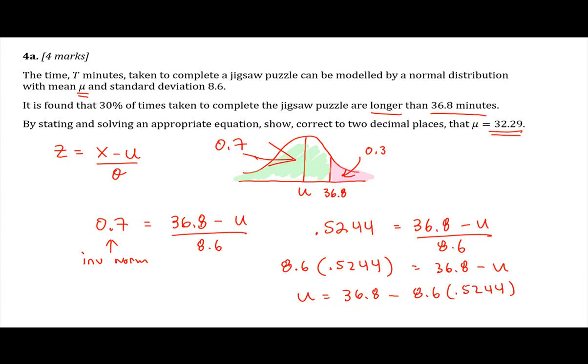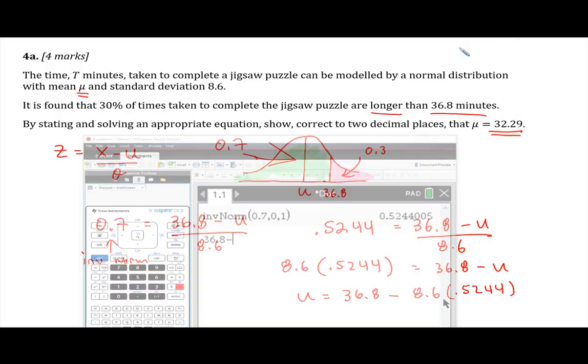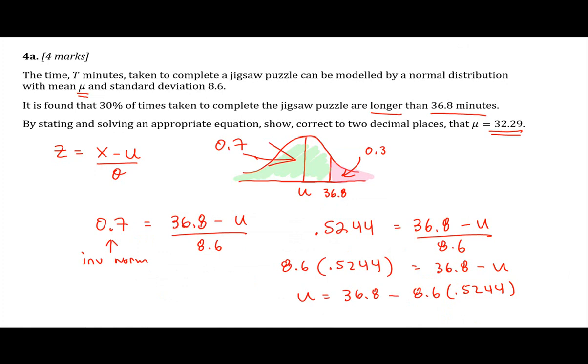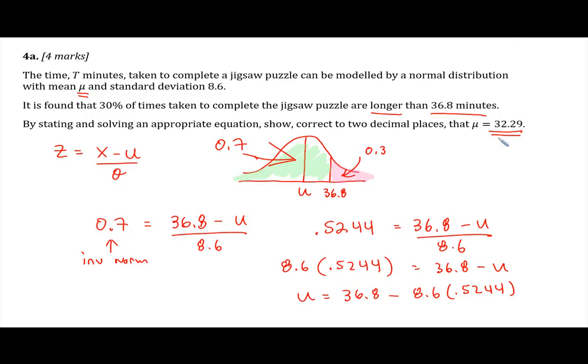So let's calculate this real quick. 36.8 minus, in parentheses, 8.6 times 0.5244. Click enter, and we get 32.29. So then we end up with mu, the mean, is equal to 32.29, which is what we were trying to show.